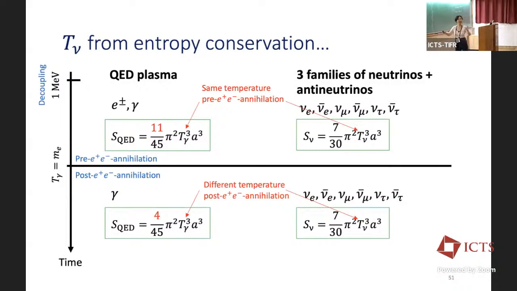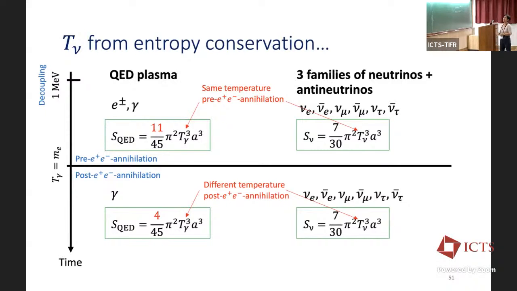Okay, so again, look at this picture here, where on the left-hand side, I tell you the properties of the QED plasma, and on the right-hand side, I tell you about the listed properties of the 3 families of neutrinos and antineutrinos. Now, as I said earlier, and this here is the time, so we move forward in time as we go down. And 1 MeV is neutrino decoupling. This line here corresponds to the time of e+e- annihilation. So everything above is happening before e+e- annihilation, and everything below is happening after e+e- annihilation.